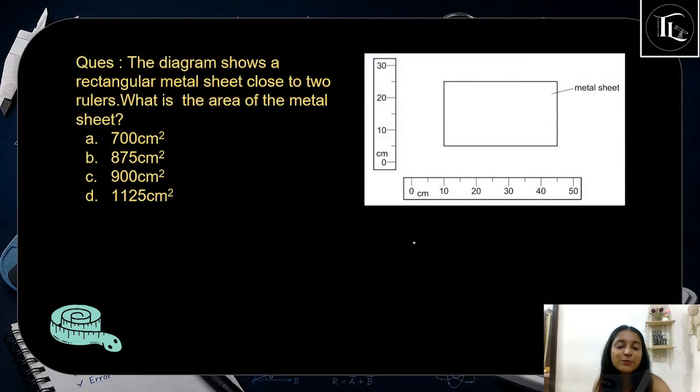Today we will be doing some questions. So here is the first question. It says the diagram shows a rectangular metal sheet close to two rulers. What is the area of the metal sheet?